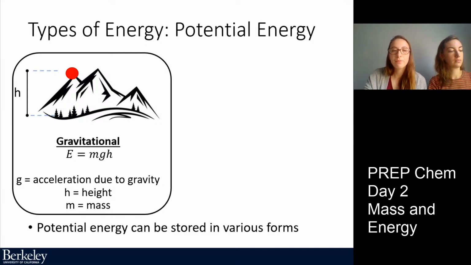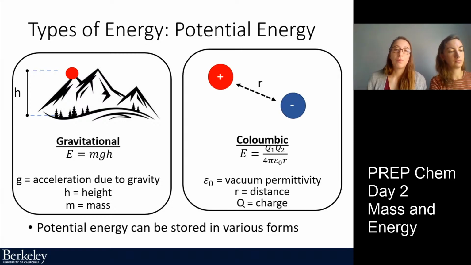Another form of potential energy is Coulombic potential energy. This potential energy is from the attractive and repulsive forces between charged particles. So this equation I have shown right below, that's the energy equals the charge of the first object times the charge of the second object divided by several constants and the distance between these two charges.